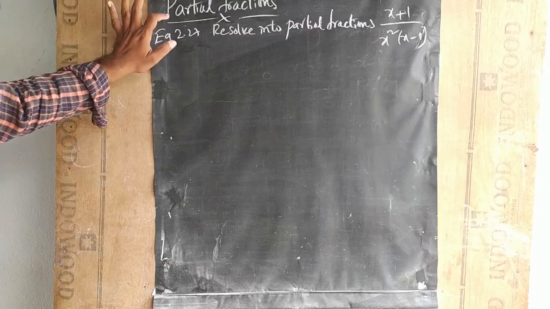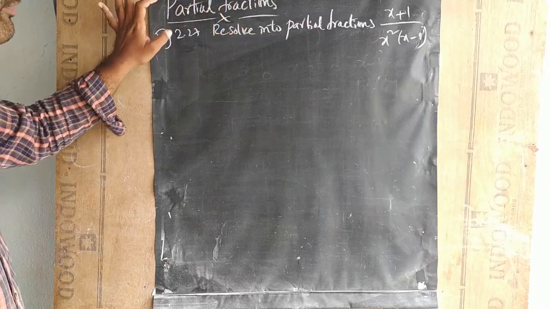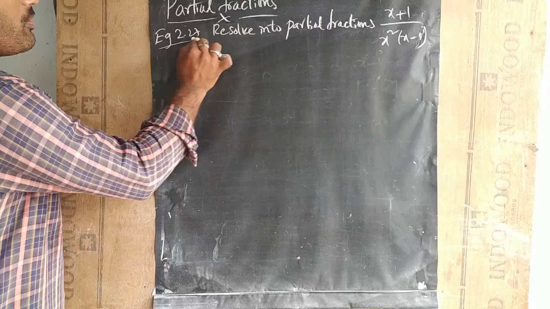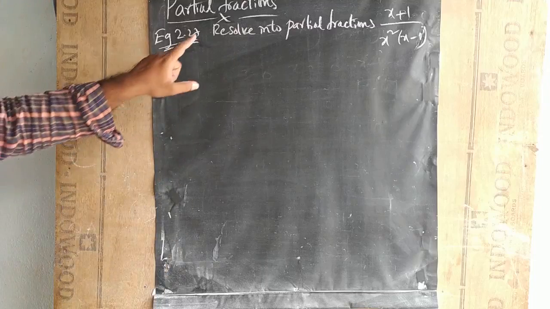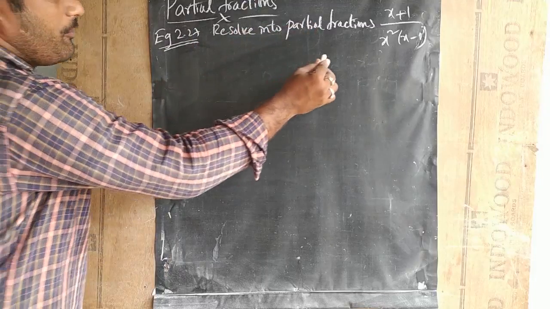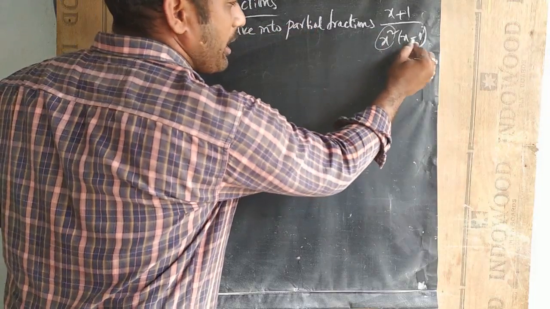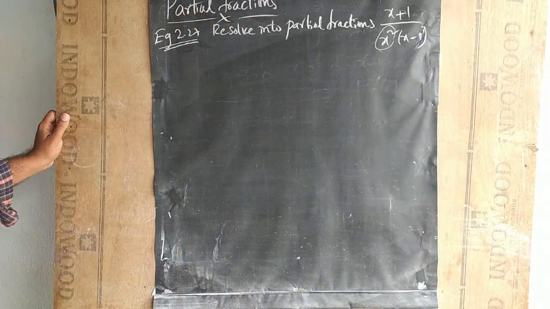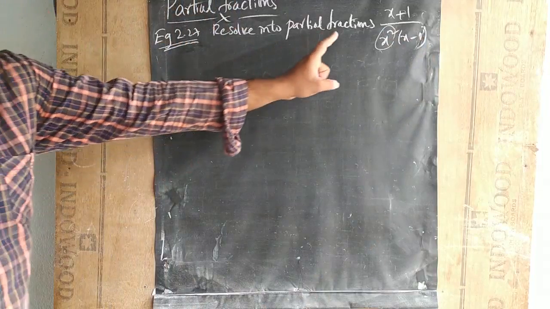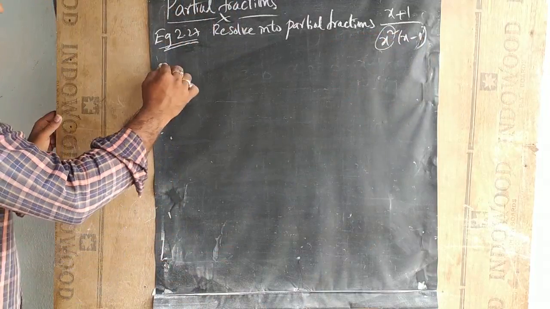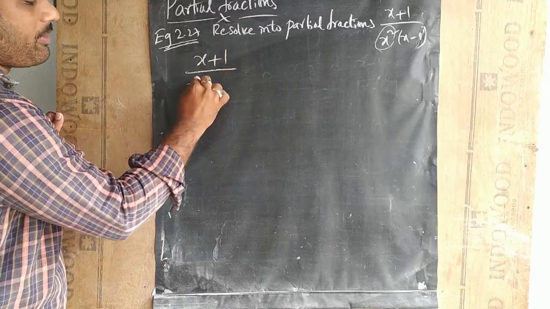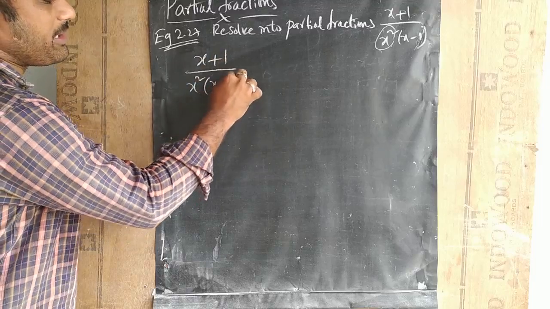Next topic, students, partial fractions. As we are already familiar with partial fractions from the previous class, now we will be solving example questions here. Resolve into partial fractions. In this, we have x square and x minus 1. It is in normal terms, so we can directly write it into partial fractions. So x plus 1 by x square into x minus 1.